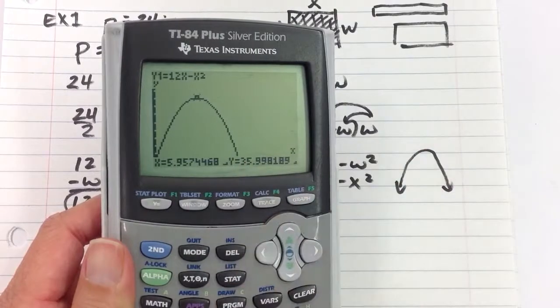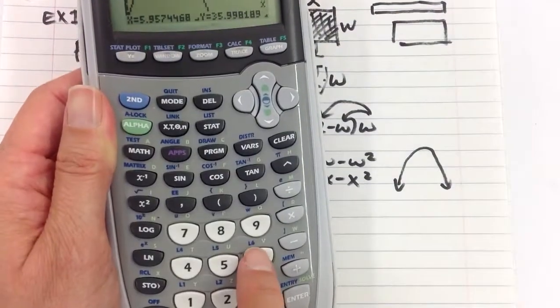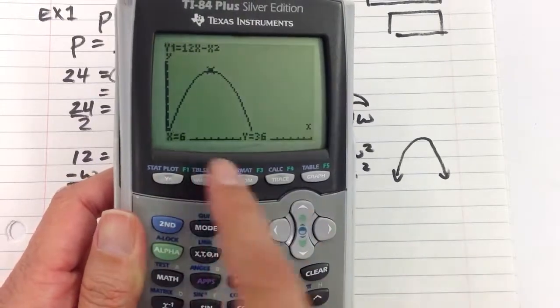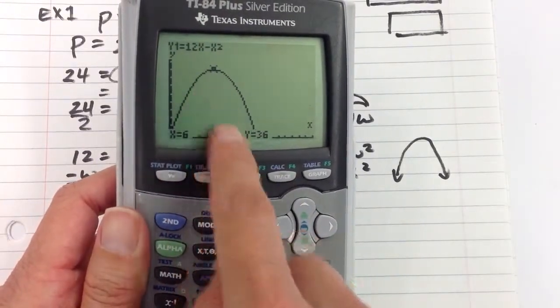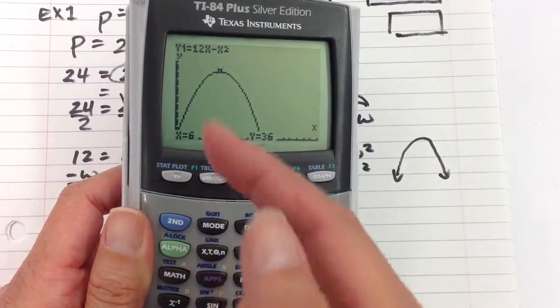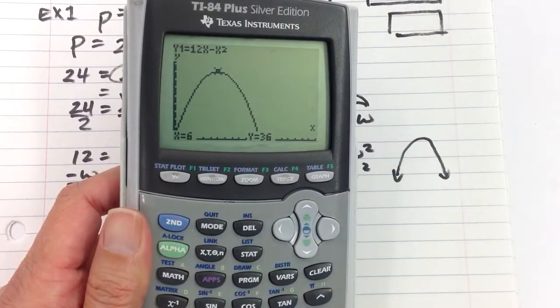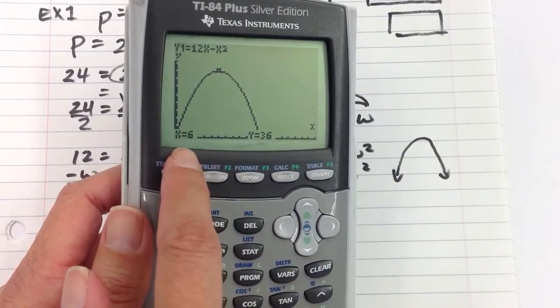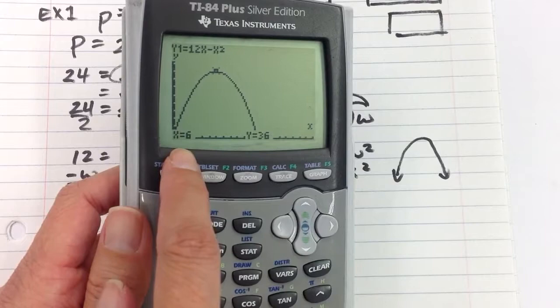If we're not sure, let's type in a 6. So I'm going to press 6, and it's going to say x equals 6, and then I press enter, and it'll tell me what coordinate goes with 6. So at 6, the y is 36. So that's going to be our maximum. That's the maximum area of 36 square units for a 6-inch width rectangle.